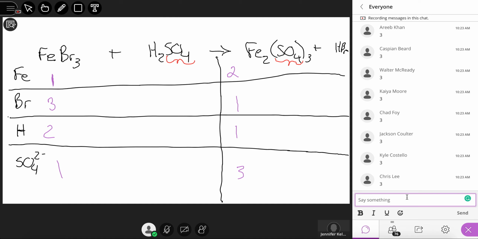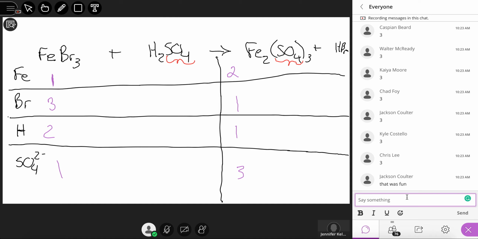combustion reaction, which is then carbon, hydrogen, oxygen. But in this case, I just like to balance them in order of how they appear. But you don't have to do that. You can balance them in pretty much any order.